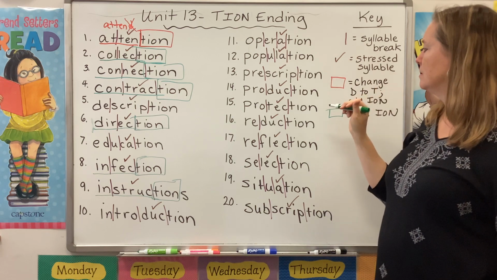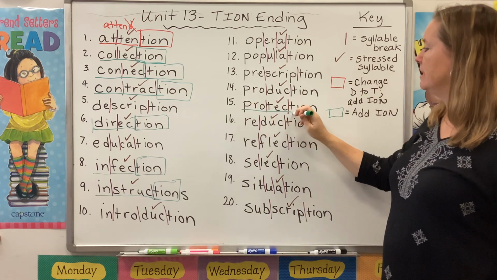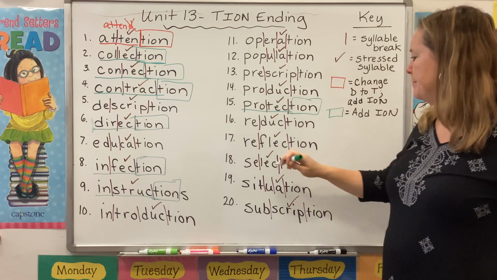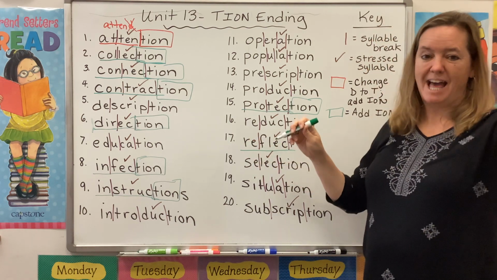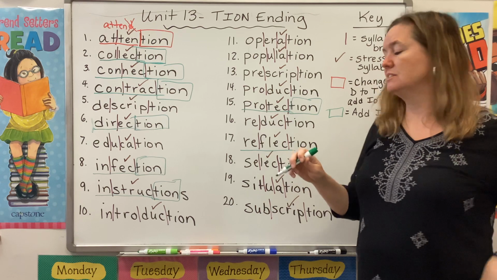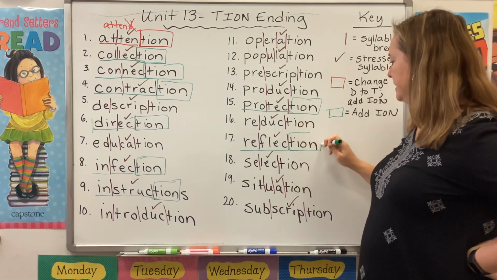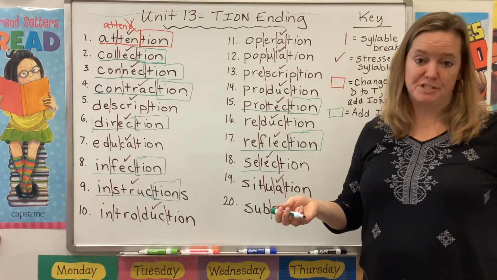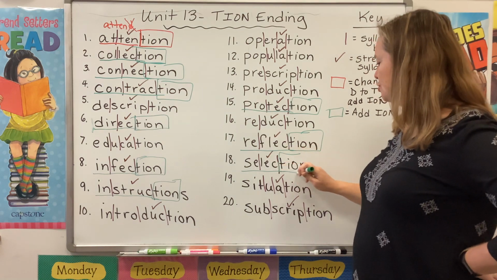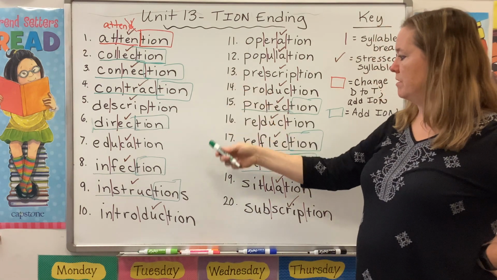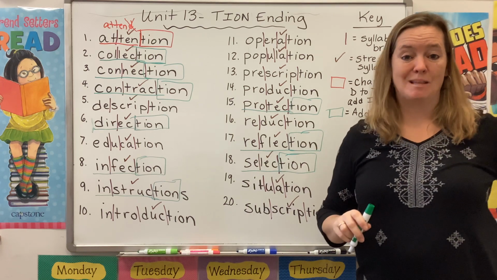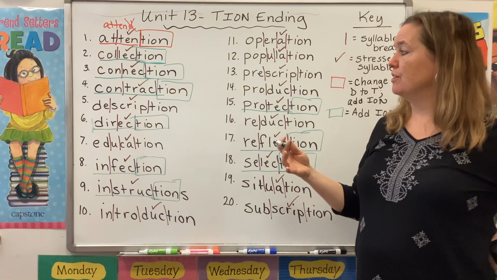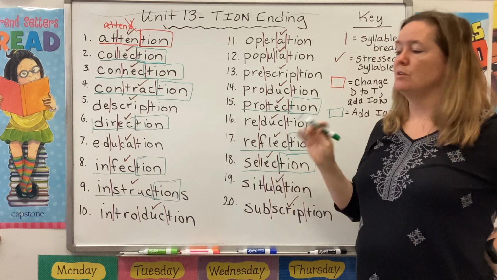What else? Protect. If you protect somebody, you're giving them protection. If the light reflects off your mirror or the glass, you're seeing a reflection. If you select somebody, you choose them to play on your team, you're making a selection. 1, 2, 3, 4, 5, 6, 7, 8, 9. Okay, I think I got them all. So this rule is pretty straightforward, right? If your verb already ends with a T, you just add ION.